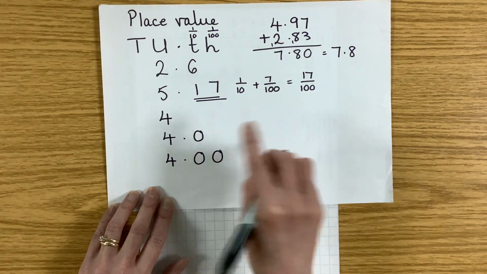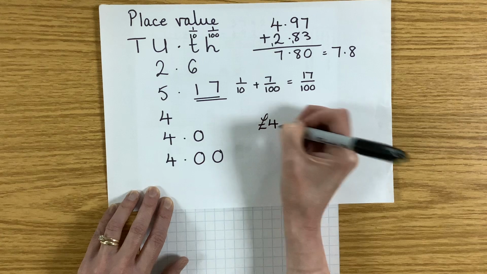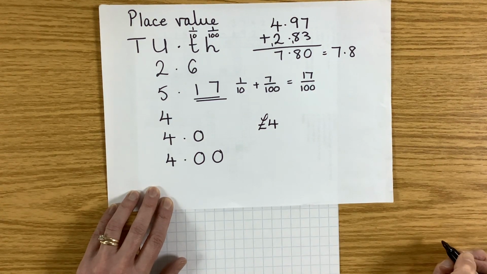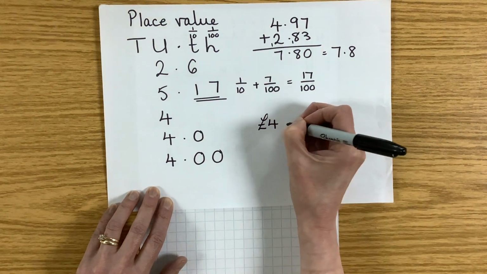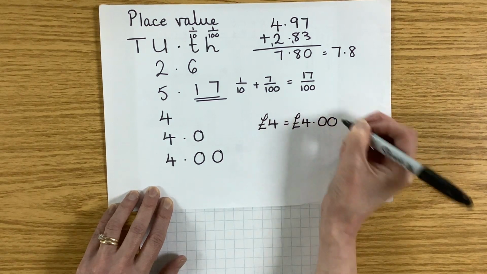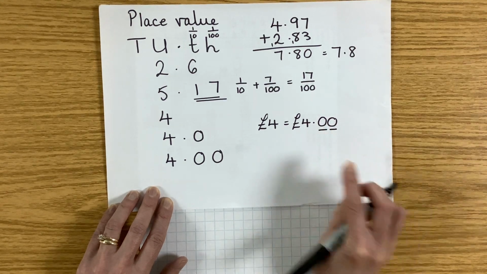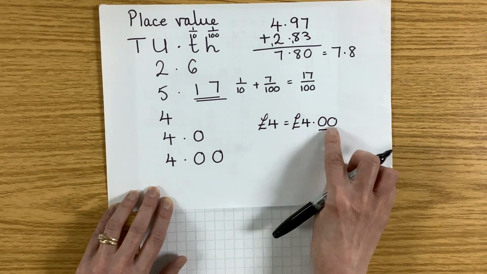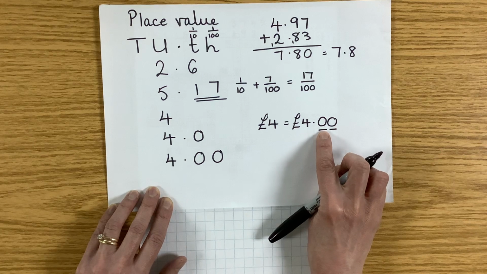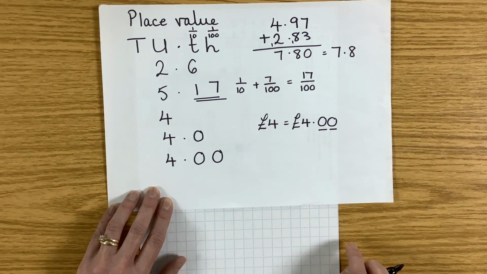Now, a good way to think of that, especially the top one and the bottom one, is to think of it like money. We know that we could write down £4 and it looks like that. But we also know that we could write down £4 and it can look like that as well. Those 2 zeros after the decimal point just mean I haven't got anything extra. I don't have any more money apart from that £4.